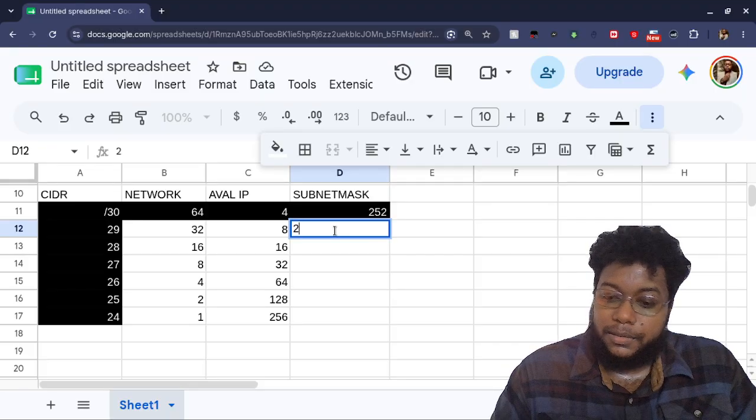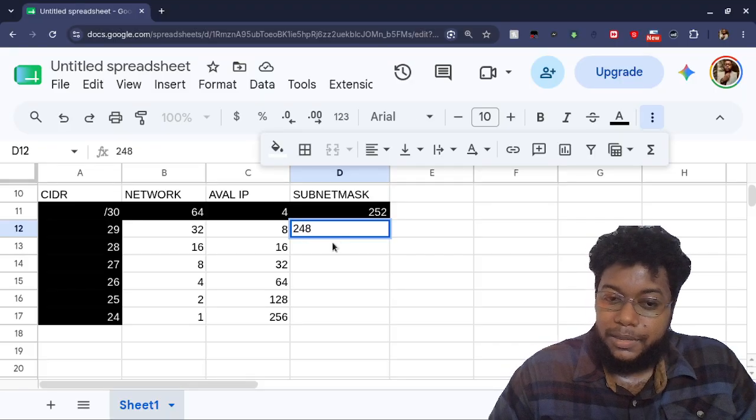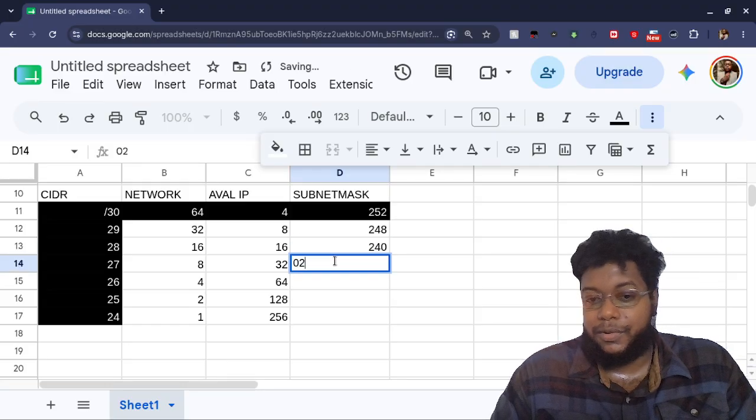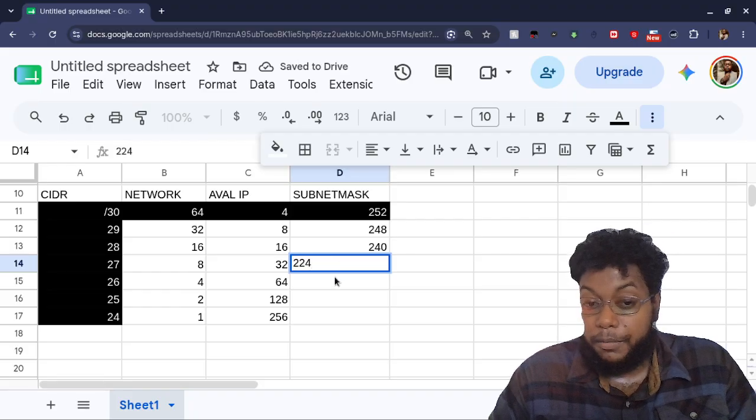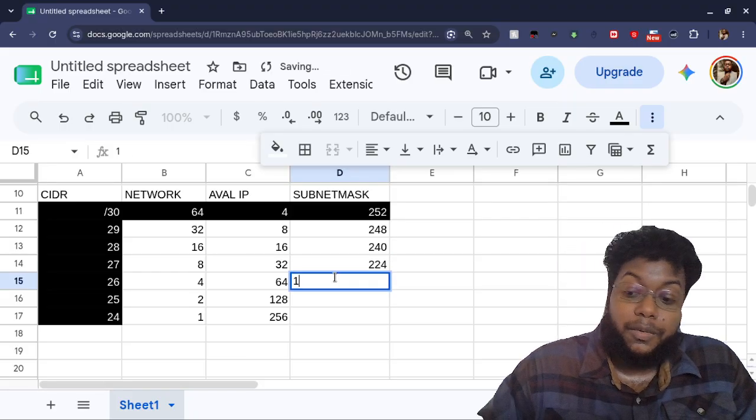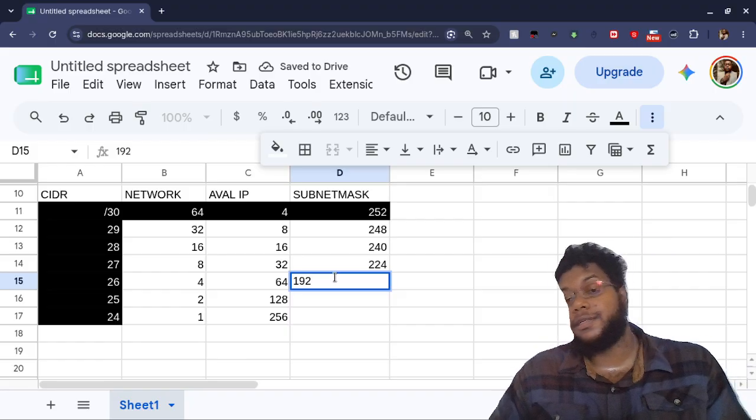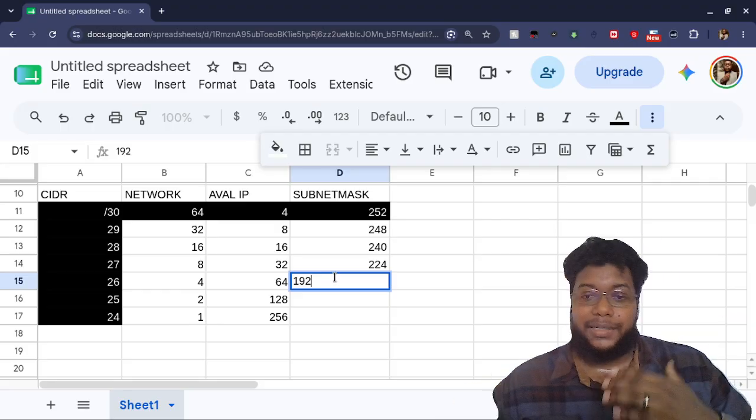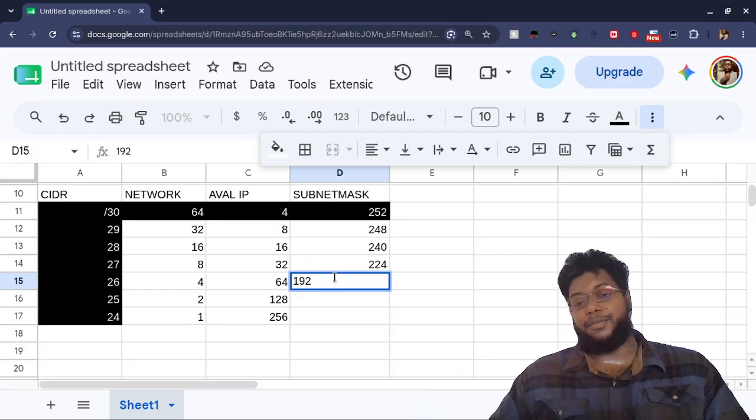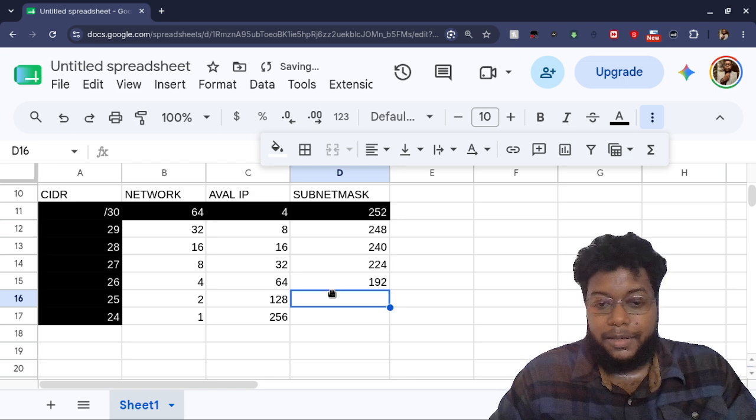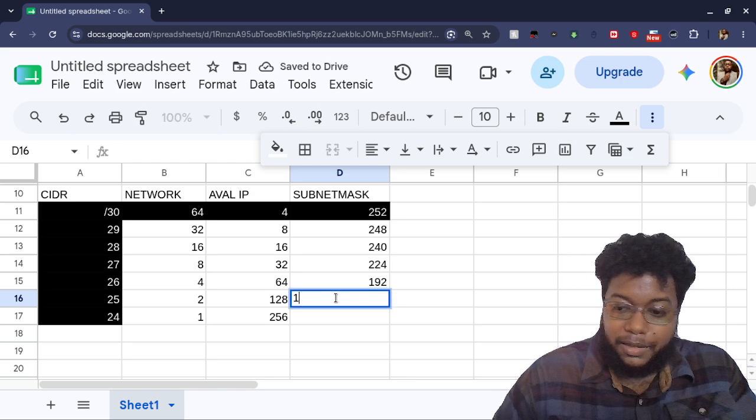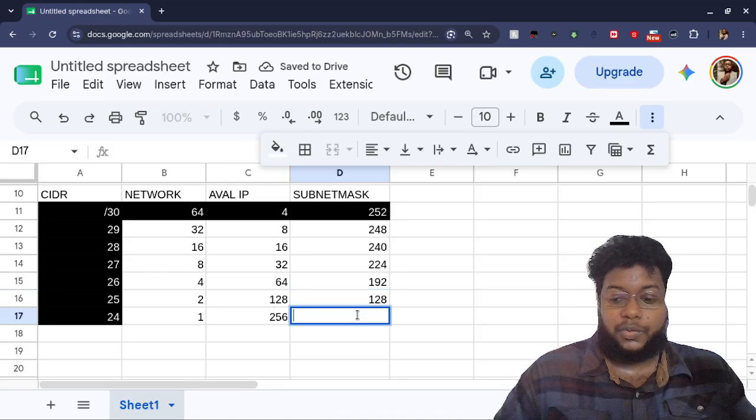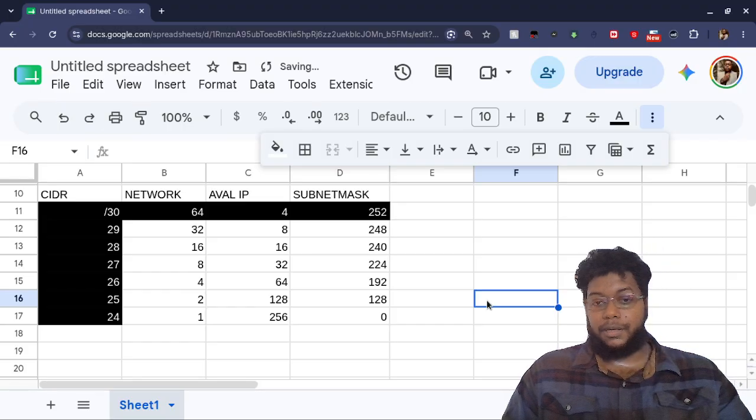So 248, the next one is just 240. And then 224 is a pretty weird number. But you know what comes after 224? 192. If you're trying to learn networking, 192 is going to scream at you: 192.168.0.0. Then you have 128 right here again. You're going to see that number so many times because 128 minus 128 is 0. See what I'm saying here?